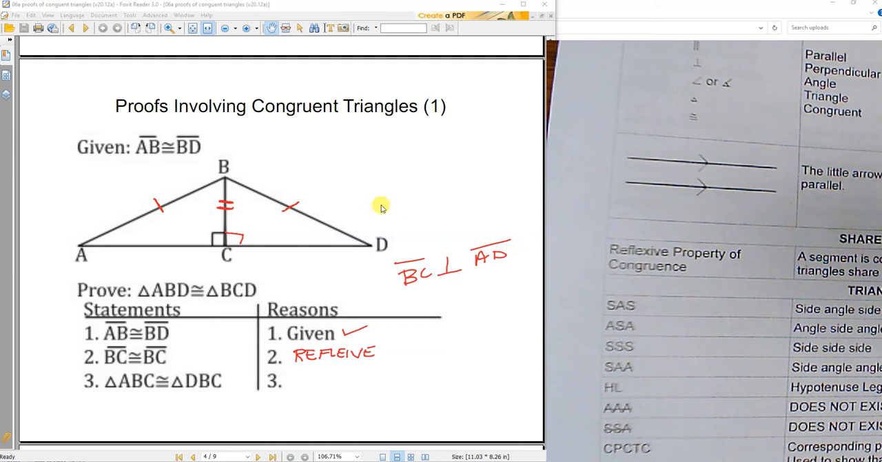Okay, but let's just look at the picture. What do we have now? We have a side, we have a hypotenuse, a leg, so they're congruent by HL. And yes, this proof is incomplete, I see it now, but ABC is congruent to DBC, why? Hypotenuse, leg.